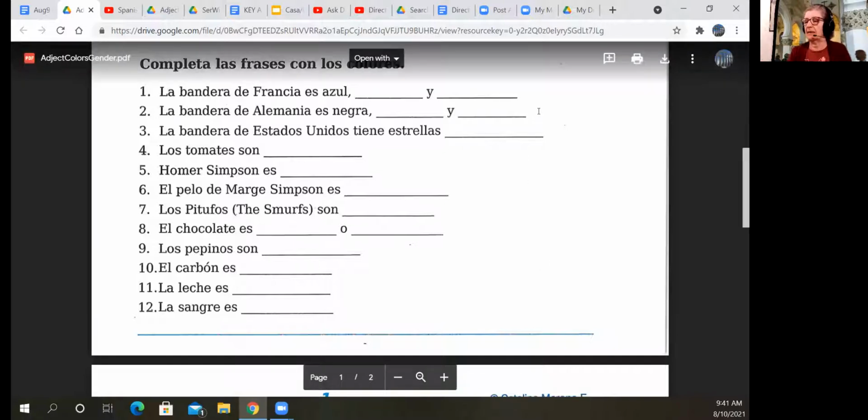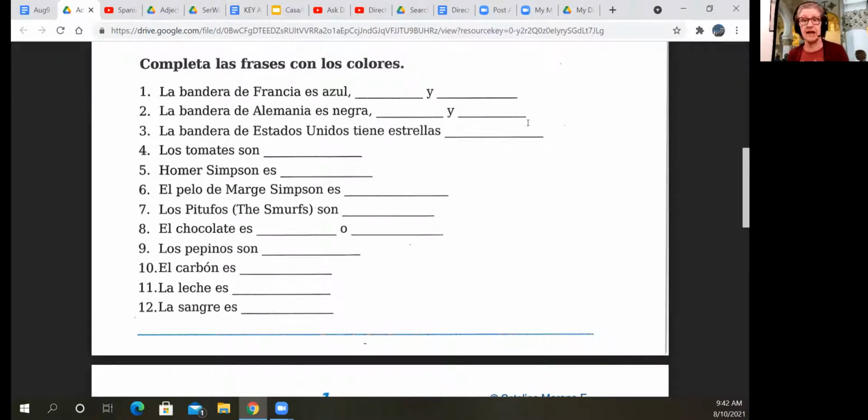La bandera de Alemania. Alemania is Germany. And their colors are black, red, and yellow. Salud. Salud is what you say when you sneeze. Black, yellow, and red. So again, we're talking about bandera. So now you've got a clue, because the first one starts with negra, a feminine form already. La bandera de Alemania es negra.